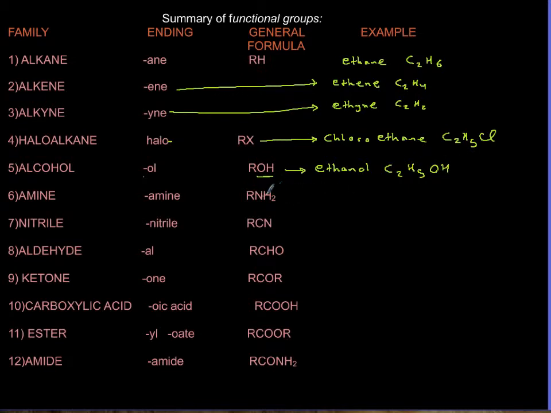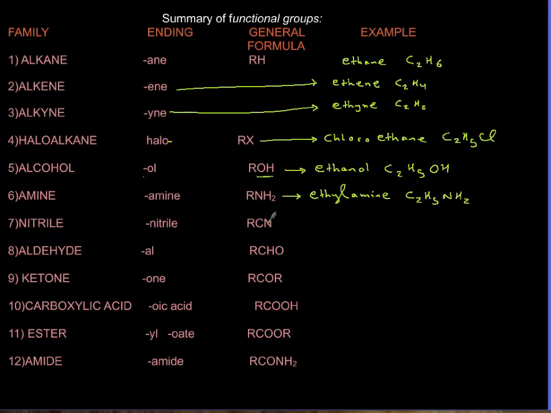Amines, instead of H, they have an NH2 as a functional group, so you could have ethylamine, for example, which is C2H5NH2.